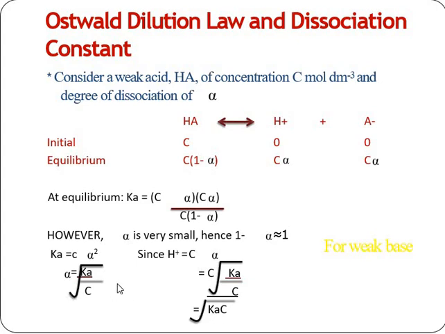But we know the concentration of H plus is equal to C alpha. This is another formula: H plus ions is equal to C alpha, that is, concentration into alpha. So substitute the value of alpha in this equation. You will get the final equation: H plus ions is equal to root of Ka into C. In this way, you can calculate Ka, the dissociation constants of acids and bases. You can also calculate degree of dissociation and concentration.